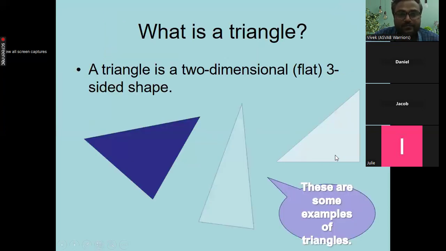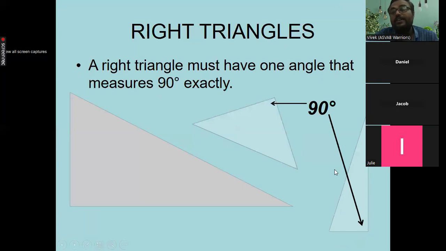So let's say, what is a triangle? A triangle is basically a two-dimensional, three-sided shape. So it has three sides, and it's two-dimensional. All of you already know this. These are some types of triangles that you already know. Now let us try to understand the types of triangles based on their angles.